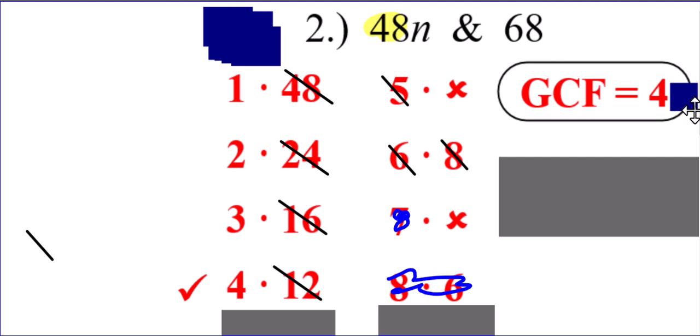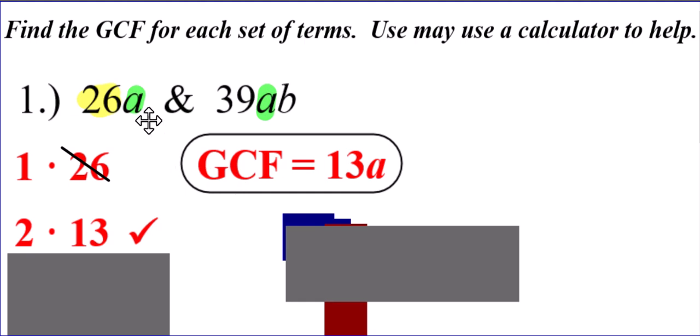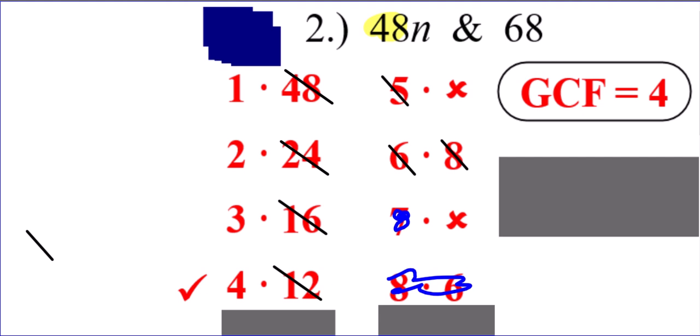Does it have a variable part that's in common? Well, 48 has n. Does 68 have...? No, there's no variable here at all. So no, there's no variable piece to the GCF here. Only on number 1 did we have a variable piece in common, but not on problem number 2. So that's something you always have to check. Don't jump to the next problem right away. Always check: is there a variable part that is in common?